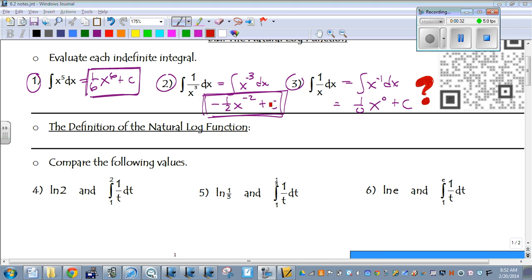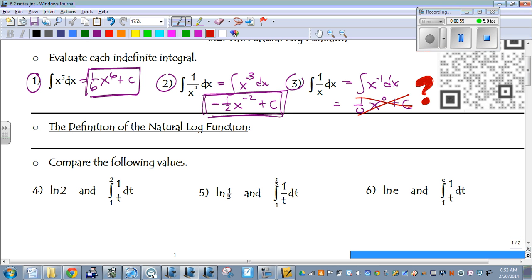For number 3, if we try the same thing, 1 over x is the same as x to the negative first. We try that same method. We add 1 to the exponent. That gives us x to the 0. And then we multiply by the reciprocal. We can't multiply by that reciprocal, right? Because we get 1 over 0. That's undefined. So it doesn't work for this problem.